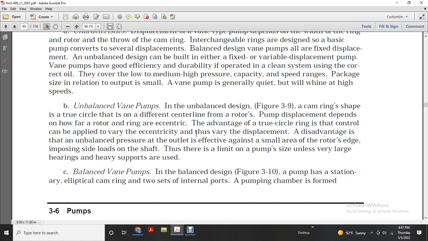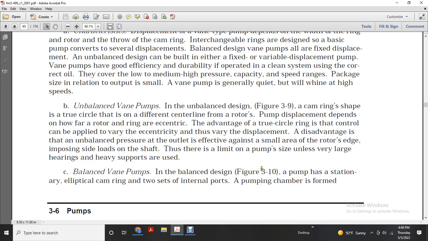Unbalanced vane pump. In the unbalanced design, figure 3.9, the cam ring is shaped as a true circle with its center line differing from the rotor. The pump displacement depends on how far the ring is eccentric to the rotor, and controlling the eccentricity varies the displacement. The disadvantage is that unbalanced outlet pressure acts on one side of the rotor, creating opposing side loads on the shaft. Thus, pump size is limited unless a very large bearing or heavy support is used.